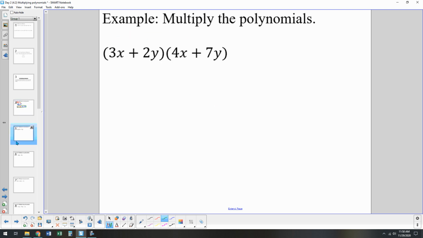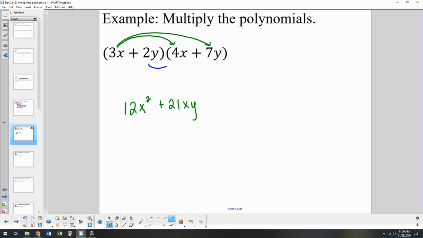So let's look at another one, but this one now has different variables. That doesn't change anything for us. We're still going to take the 3x and multiply it by both parts. So 3x times 4x, 3 times 4 is 12, and x times x is x squared. 3x times 7y, so 3 times 7 is plus 21, and then x times y just stays as x times y.